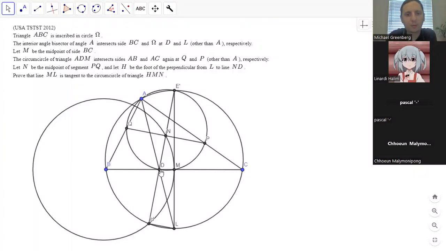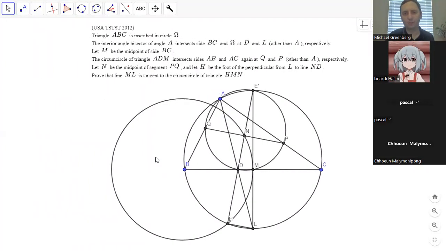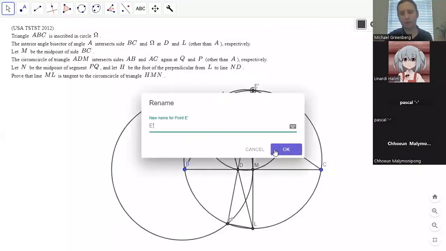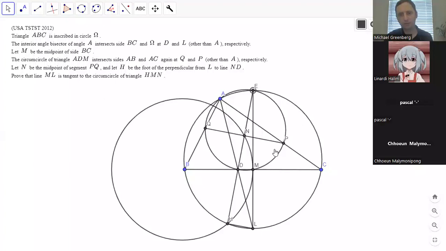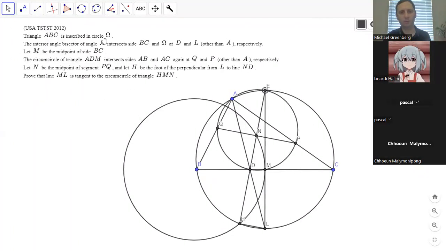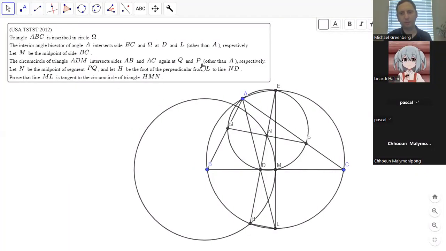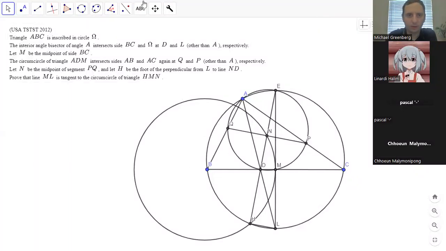I think I see how it works. Okay, I got a little confused. So we could just call this E. So let E be the midpoint of arc BAC. I'm guessing it's probably just an easy angle chase once we've shown all this. Then we will show that AEBM is cyclic, and therefore P and Q have to lie on that same circle. And then once we know that, we have BQ equals PC.